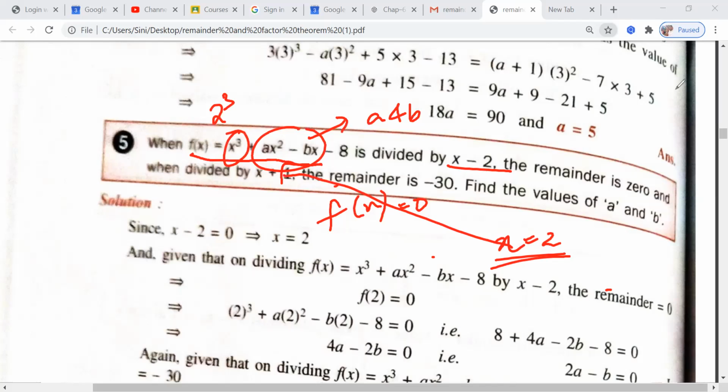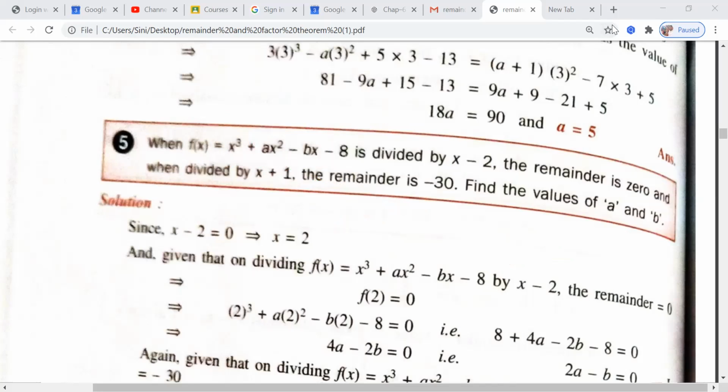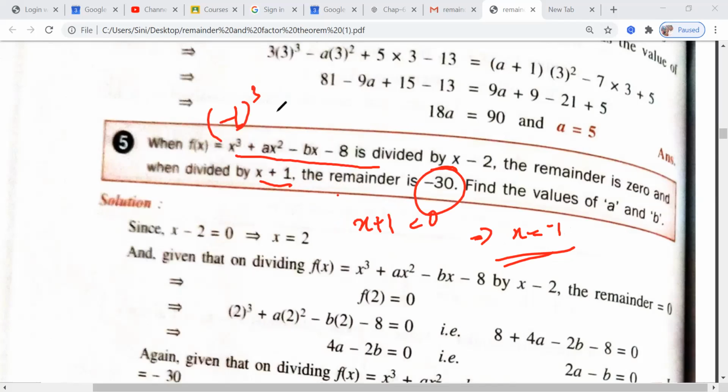The second thing: the remainder is 0 when divided by x minus 2, and when the same function is divided by x plus 1, x plus 1 is equal to 0, so x is equal to minus 1. What is my remainder for this? I'll get minus 30. So if you put minus 1 in this equation, that is minus 1 the whole cube plus a into minus 1 the whole square minus b into minus 1 minus 8, correct? You'll get the remainder as minus 30. That's what they're telling.